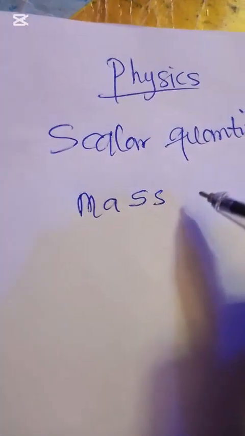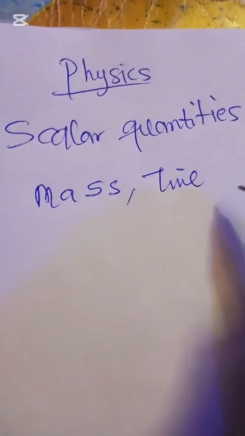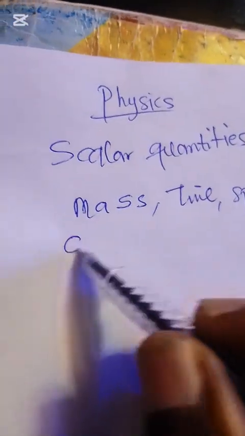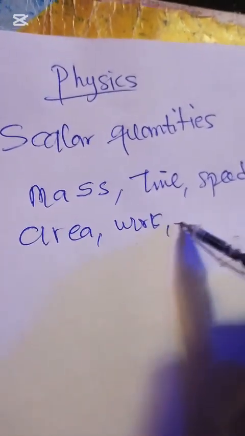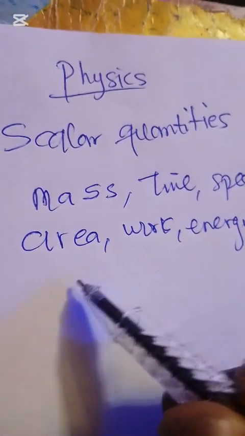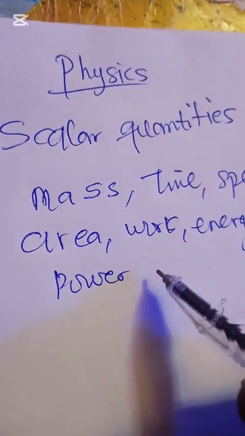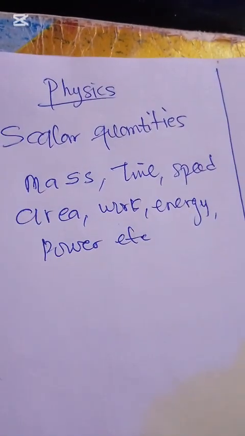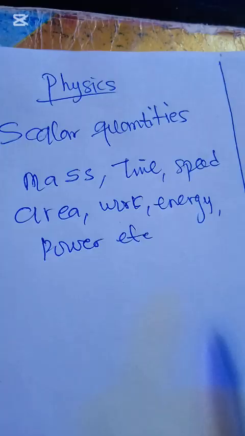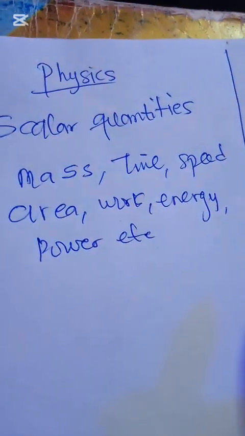Examples of such quantities include mass, time, speed, area, work, energy, power, etc. These are examples of scalar quantities, and there are many more. They are quantities that have magnitude but no direction.